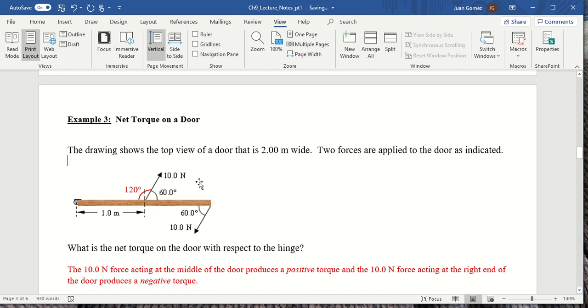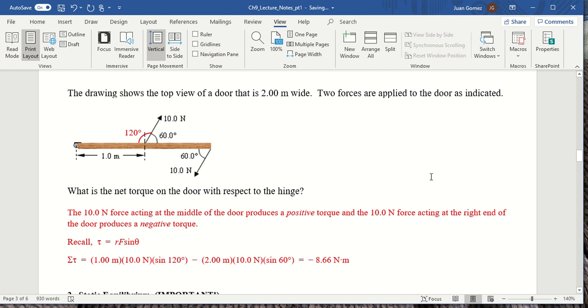Two forces are applied to the door as indicated in the figure. There's the 10 Newton force acting at the opposite end of the door from the hinge. It acts at an angle of 60 degrees. Then there's a 10 Newton force acting right at the center of the door, and it acts at an angle of 120 degrees with the door. And I want to know what is the net torque.